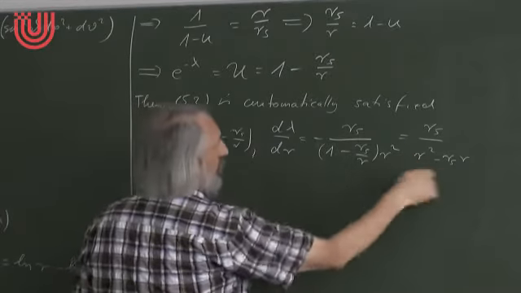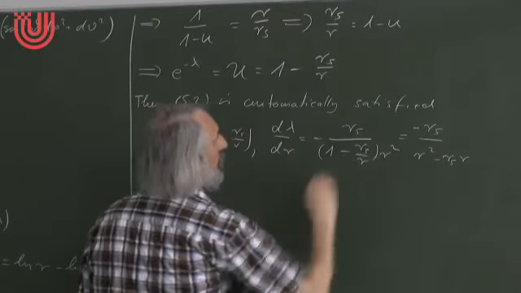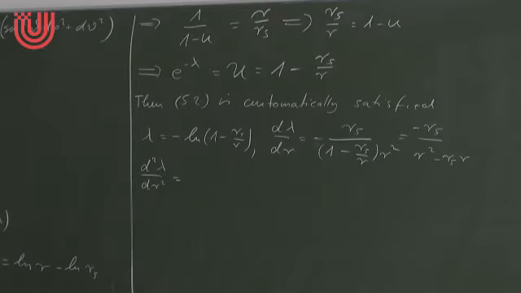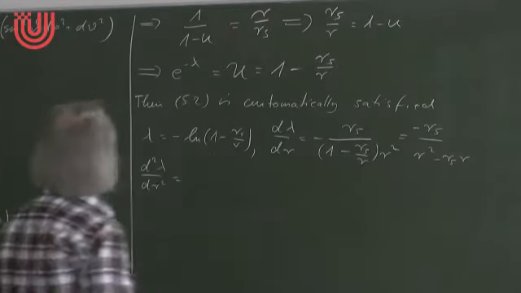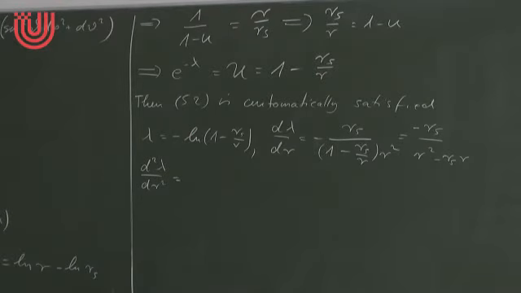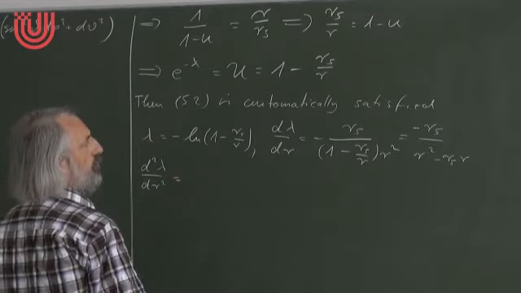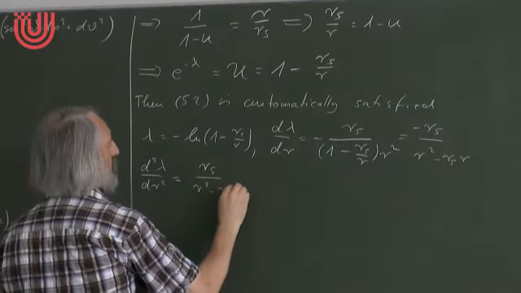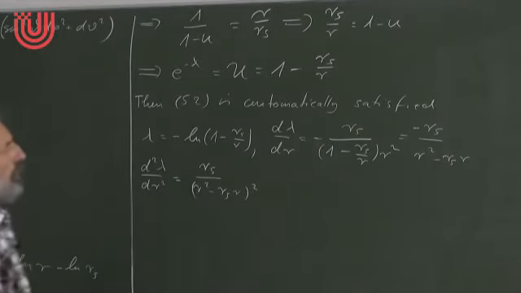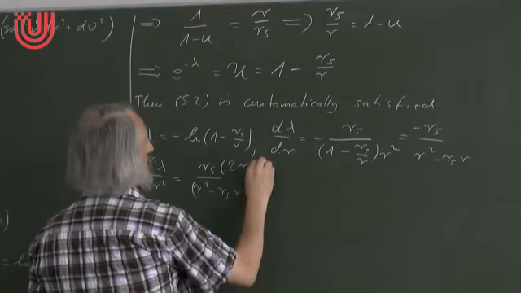I think I've forgotten the minus sign, right? There was a minus sign. I think it should be a minus sign. So I differentiate this now. I have minus and another minus because I differentiate an inverse function. So I get plus rs over r squared minus rsr squared. And then the inner derivative, if I differentiate this here, I get 2r minus rs.